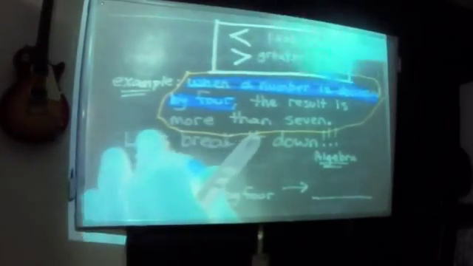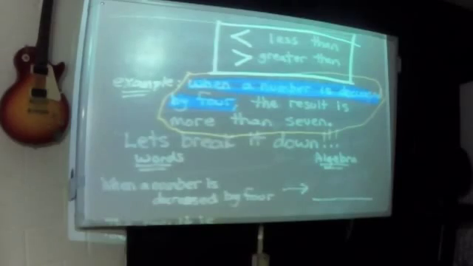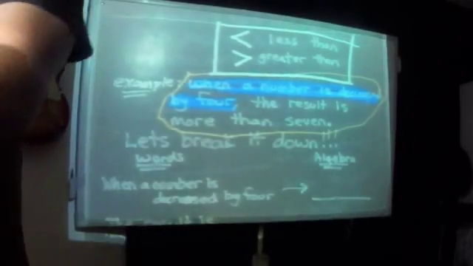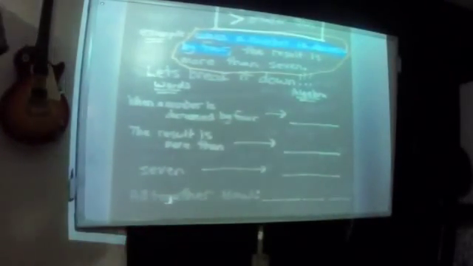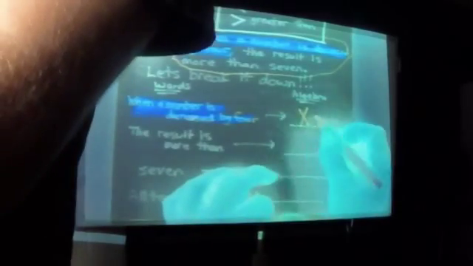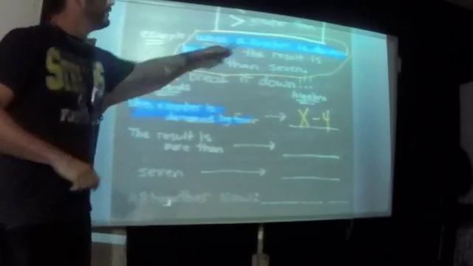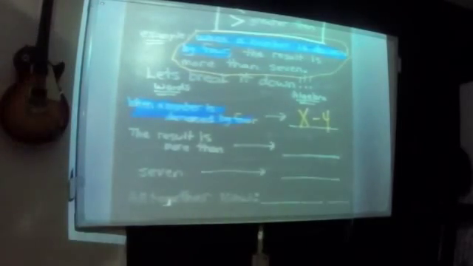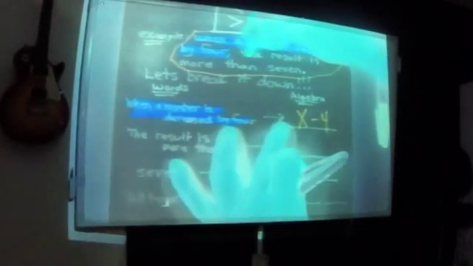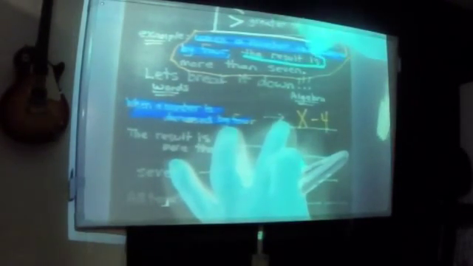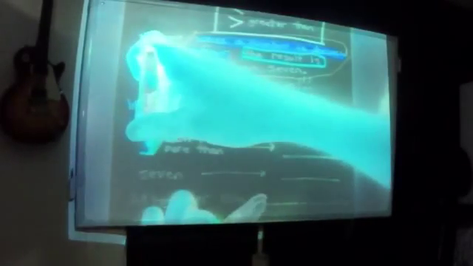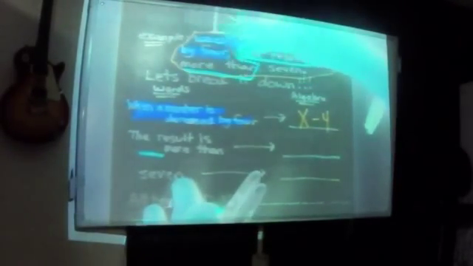We're just going to say that number that they haven't told us is the letter x. So when a number is decreased by 4, algebraically, that's going to look like x minus 4. So when a number is decreased by 4, the result is, so this is where we're going to get an equal sign or a less than sign or a greater than sign. The result is, oh yeah, more than, right here.